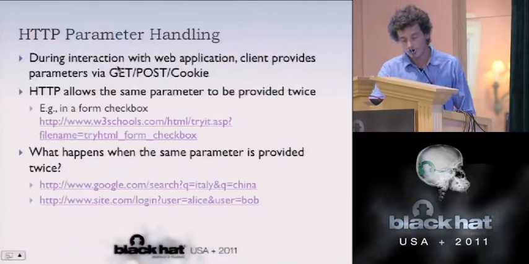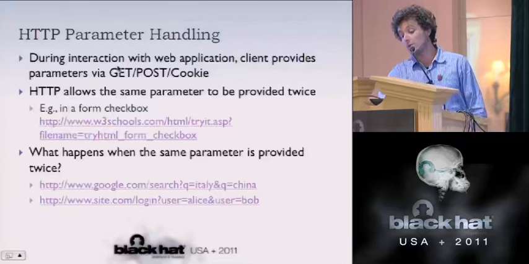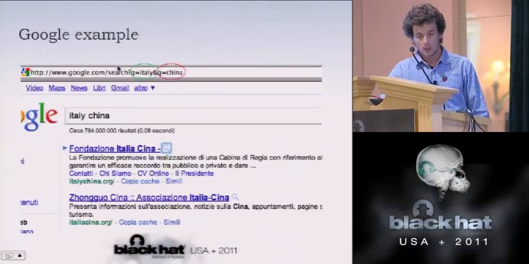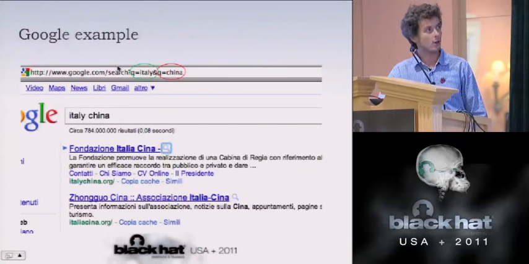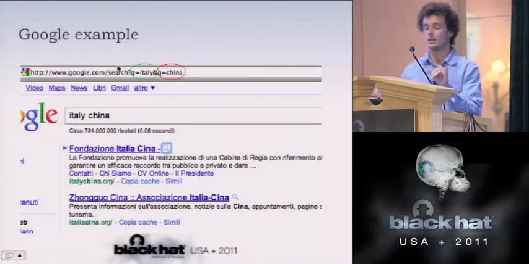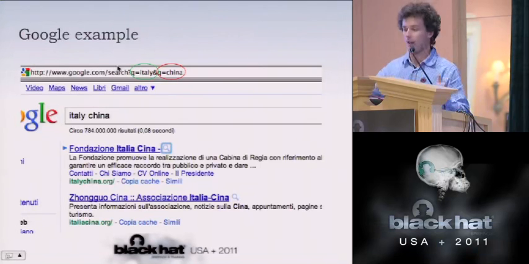What we can ask ourselves is: what happens when the same parameter is provided twice? Suppose you have an application that usually accepts a single parameter, and you provide the parameter twice. So let's look at Google. In Google you can query for Italy, and then I can query again for China. So I duplicate the q parameter twice. What Google does is concatenate both values, putting a space in between. So you end up with the string Italy space China.